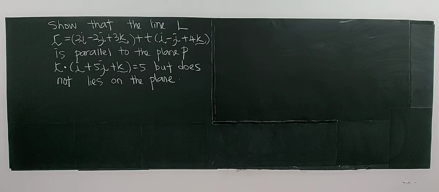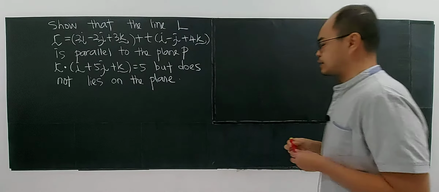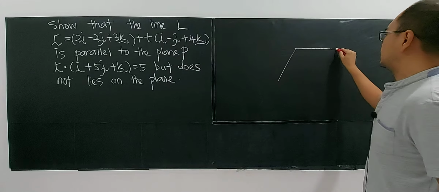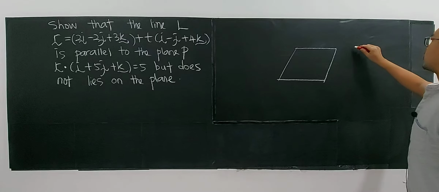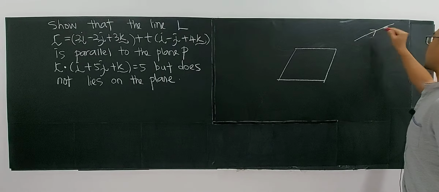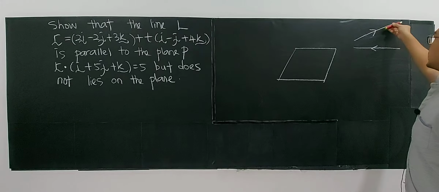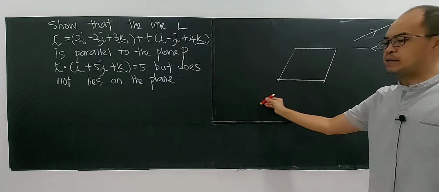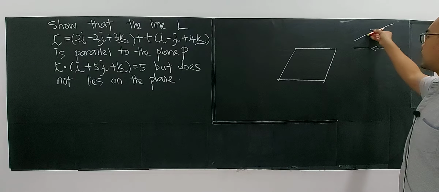Very simple. Okay, at first you want to show that the line lies on the plane. Then you have to understand the concept of parallel, the meaning of parallel of a line with a plane. So there are two lines here, right? So definitely this line, let's say this is a line, if I extend this line, it is not parallel to the plane, because it intersects the plane.